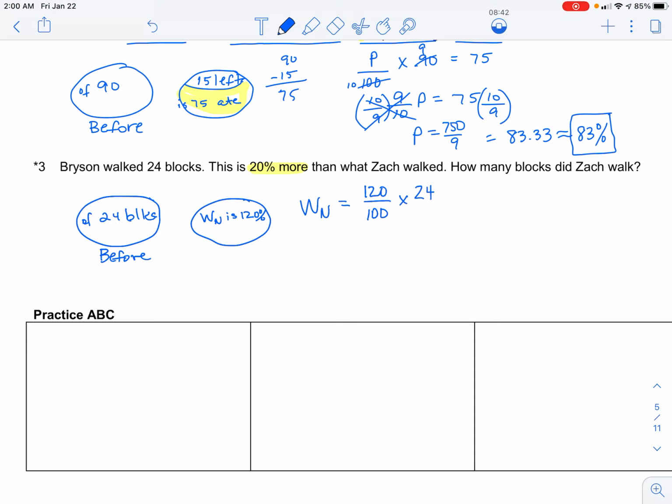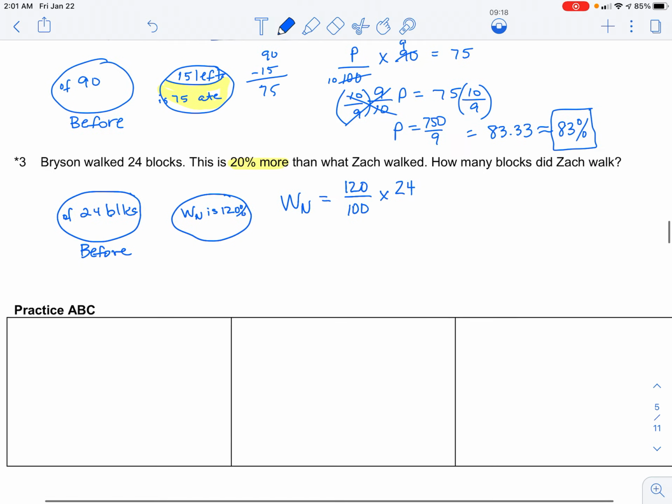of 24? Okay, if you're still not clear why it's 120%, I want you to think about that. Bryson walked 20% more than what Zach walked. Okay, I'm sorry, we're trying to figure out how many blocks Zach walked, right? Yes, okay, I'm sorry. I'm tired, it's late at night. So Bryson walked 24 blocks, and that is 20% more than what Zach walked. So we have to consider the fact that we're looking at 100% plus the extra 20. You'll see more like this, so don't be scared if you're not quite following that just yet.